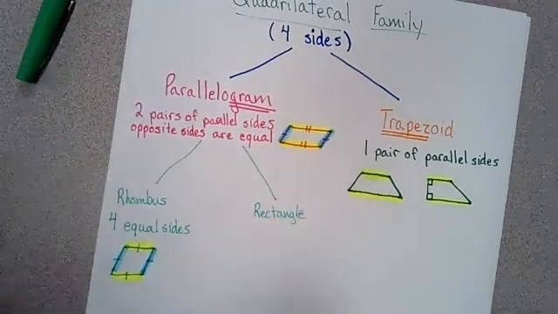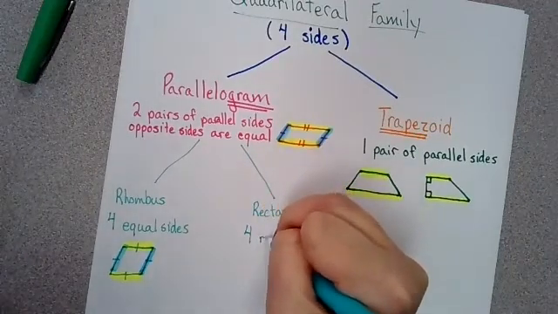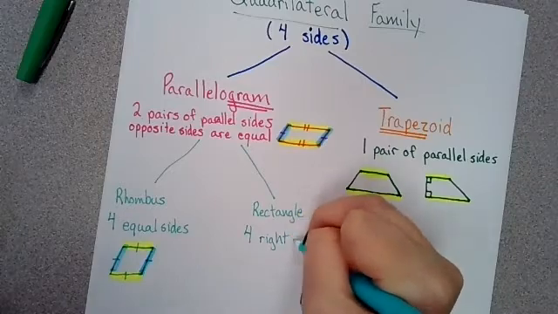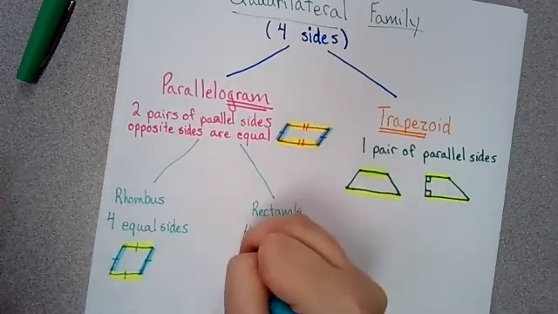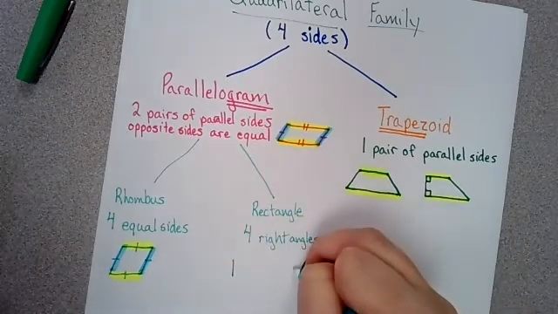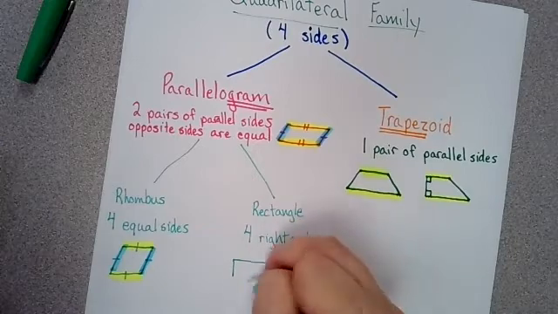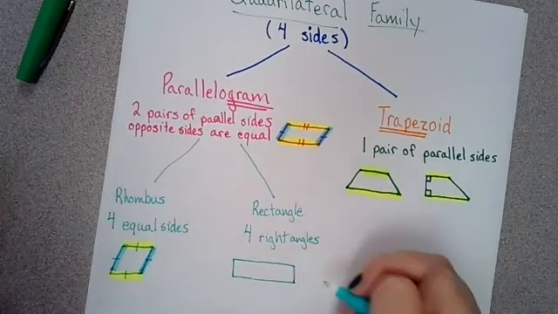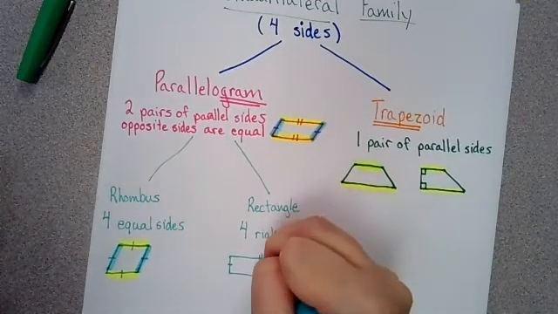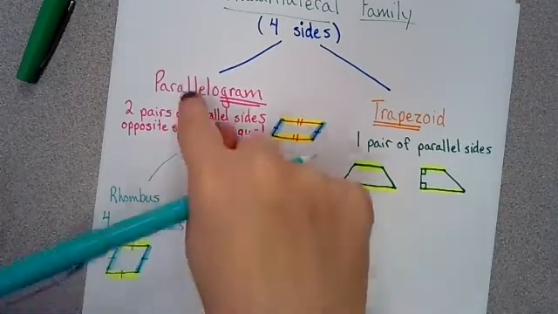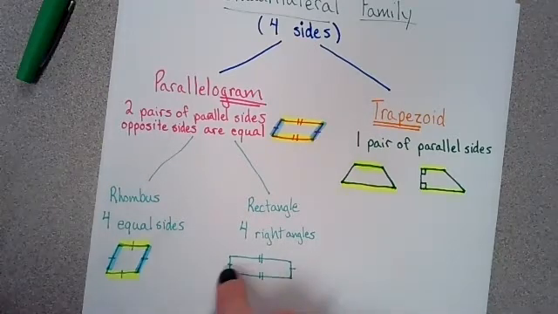Rectangle, the only additional rule to be a rectangle is you have to have four right angles. Okay, so this is how he looks. He's got two short sides and two long sides, just like this. This side and this side are equal, and this side and this side are equal. That makes him part of the parallelogram family because both his opposite sides are equal.